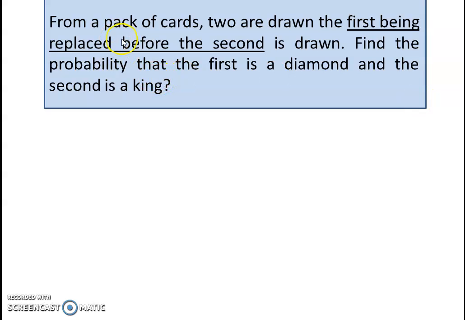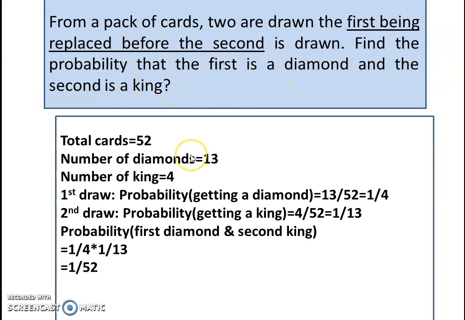Next question is, from a pack of cards, 2 are drawn, the first being replaced before the second is drawn. Find the probability that the first is a diamond and the second is a king. So in this case, we are taking the first card and after replacing it, we are taking another card, right? So in a pack of cards, we have in total 52 cards. The number of diamonds is 13 and the number of kings is 4, right?